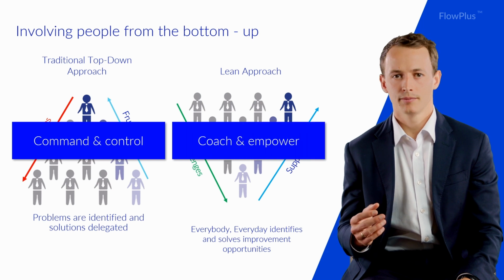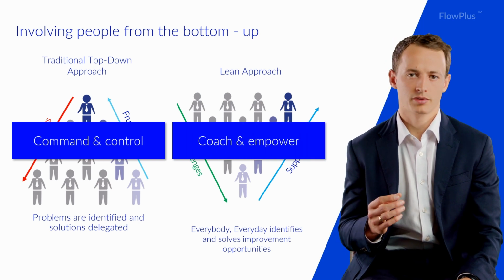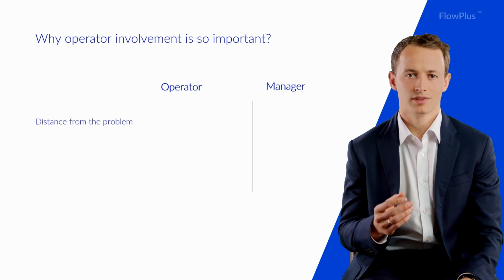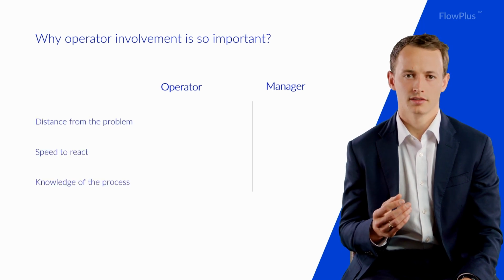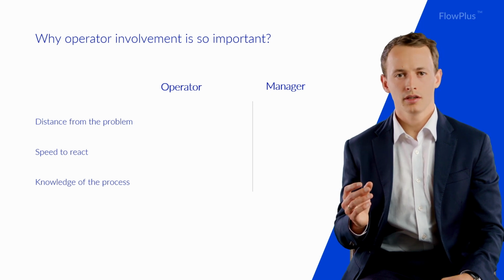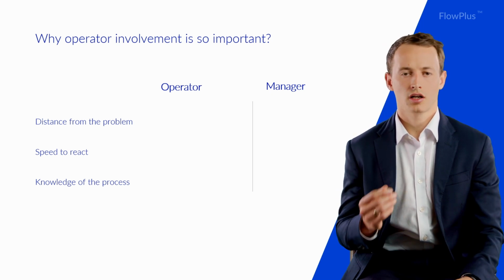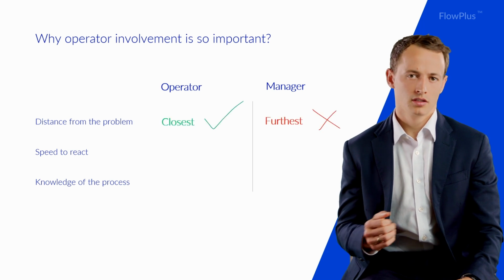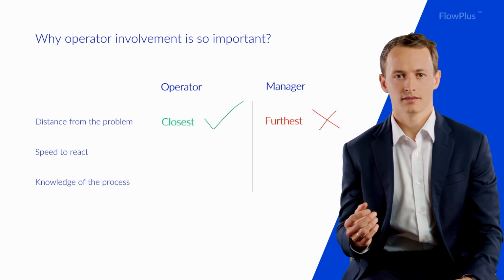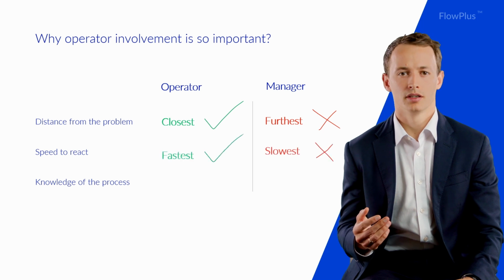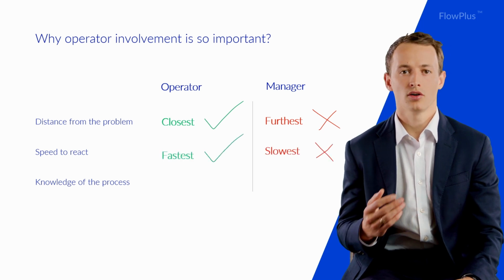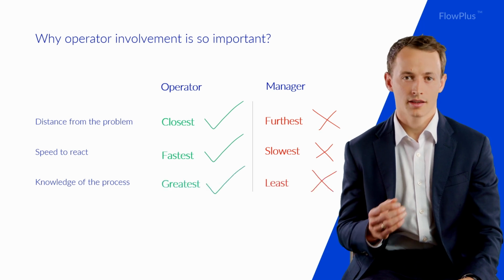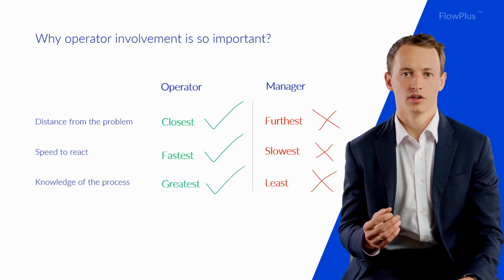Let's compare team members with managers across 3 criteria: distance to the problem, speed to react, and knowledge of the process. So out of the team member or the manager, who is closest to the problem? The team member. Who is fastest to react? Again, the team member. And who has the greatest knowledge of the process? Again, the team member.